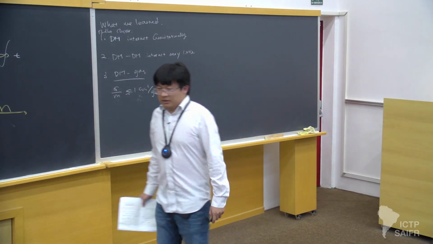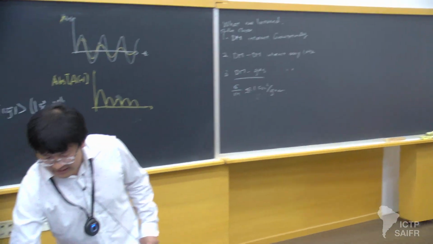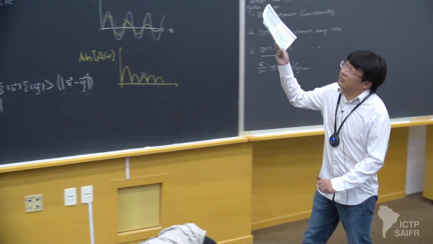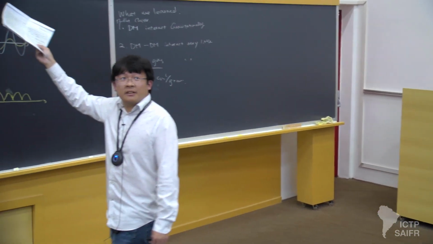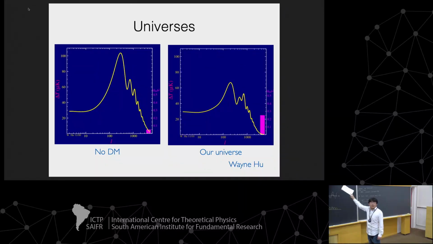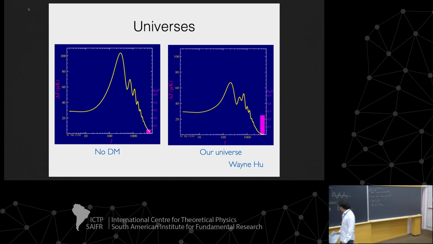But this doesn't look exactly like what we have on the right, right? Their features are a little bit different. And the right is what we actually measured. And that is how we know that dark matter has to exist, okay?